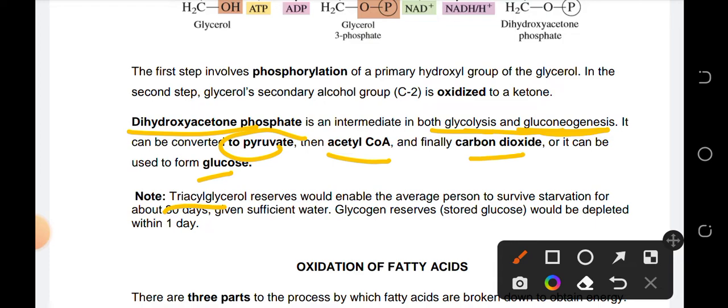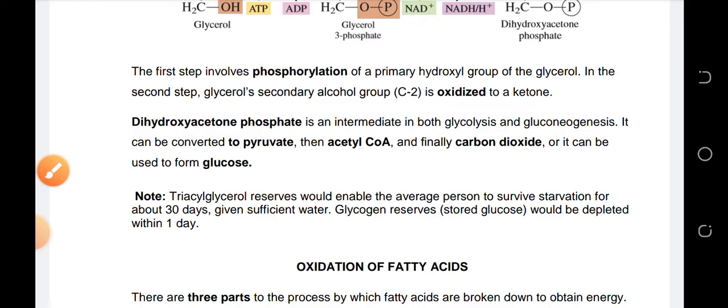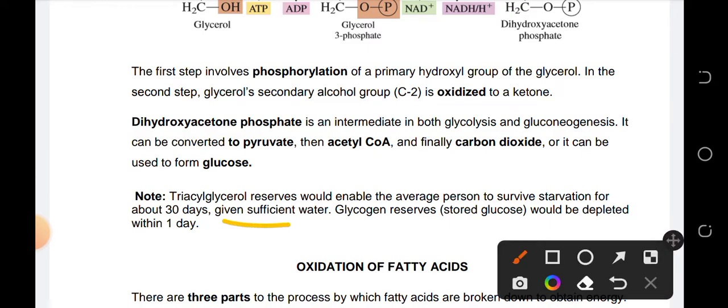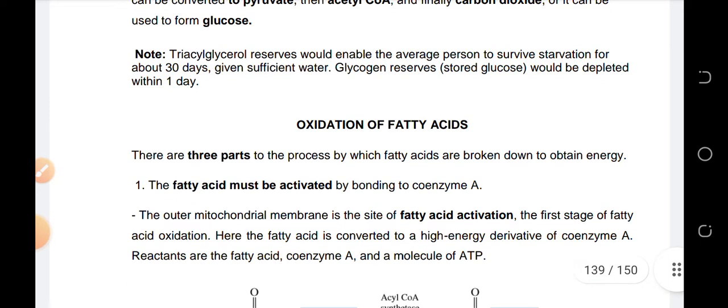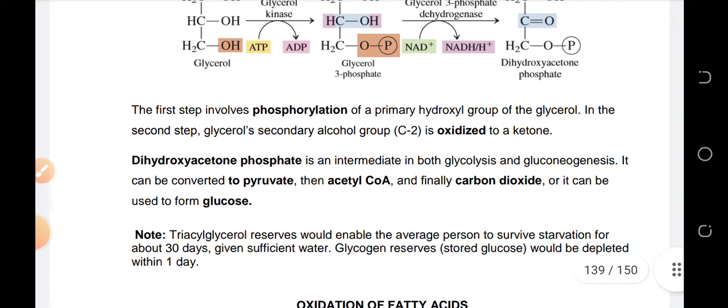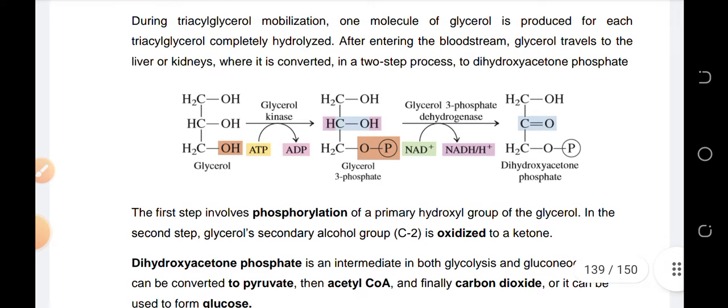triacylglycerol reserves would enable the average person to survive starvation for about 30 days, given sufficient water. Okay. Glycogen reserves, which are the stored glucose, would be depleted within 1 day. So, ang gagamitin para makasurvive, yung mga nagfa-fast dyan, would be the triacylglycerol reserves in the adipocyte cells. Okay? Adipose tissues.